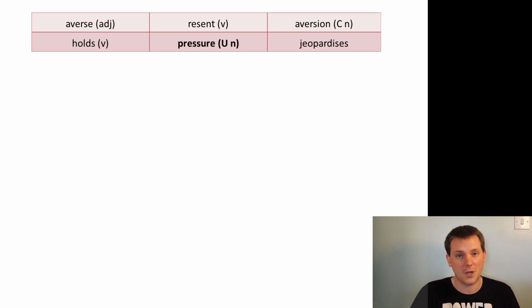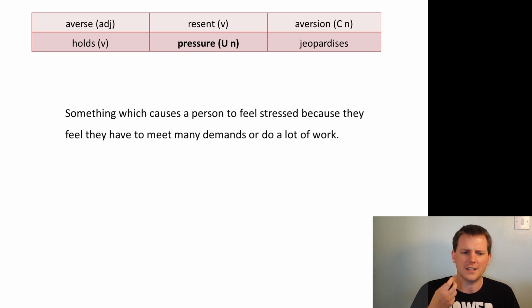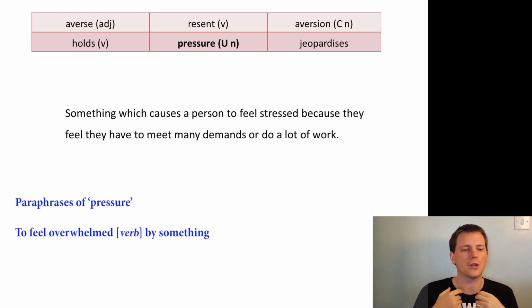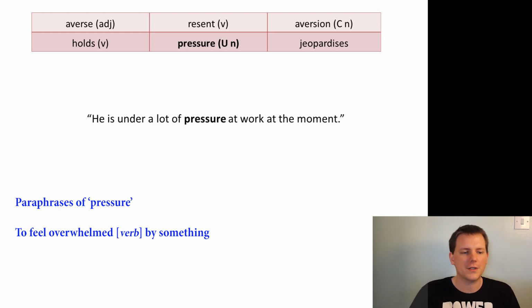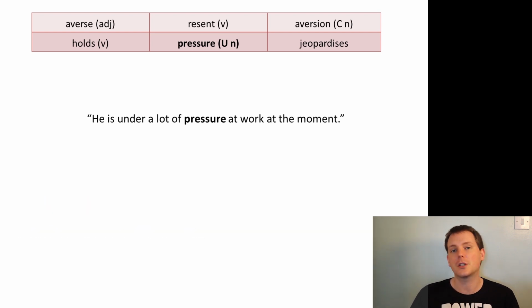So some key things to notice about this definition of the word that I'm going to be using. You feel stressed. But why do you feel stressed? Because of many demands. You feel like there's too many demands made on you, or perhaps you have a lot of work. So for example, he is under a lot of pressure at work at the moment. People are demanding too much of him at work, or he's got too much work on at the moment, too many jobs to do. A useful collocation of this word then, with this meaning, is to be under pressure. He is under pressure to do something, is what you can say.